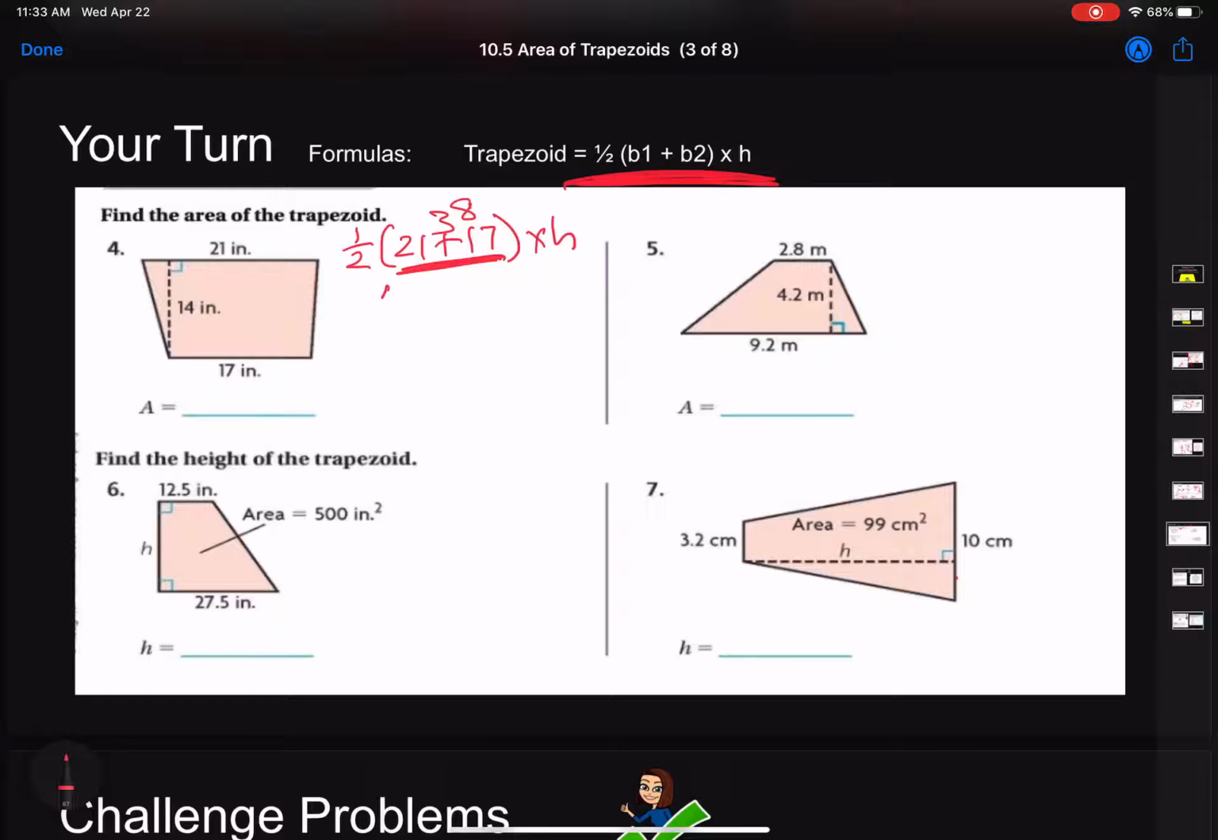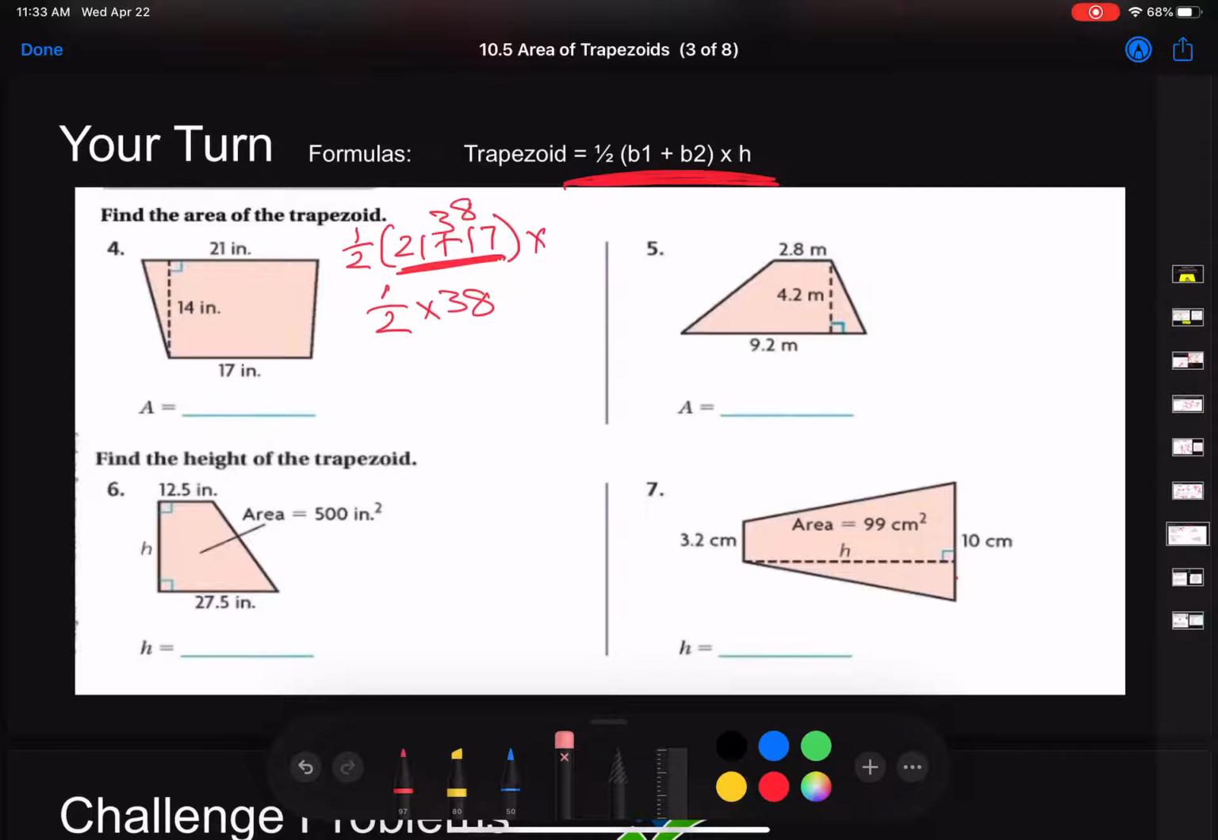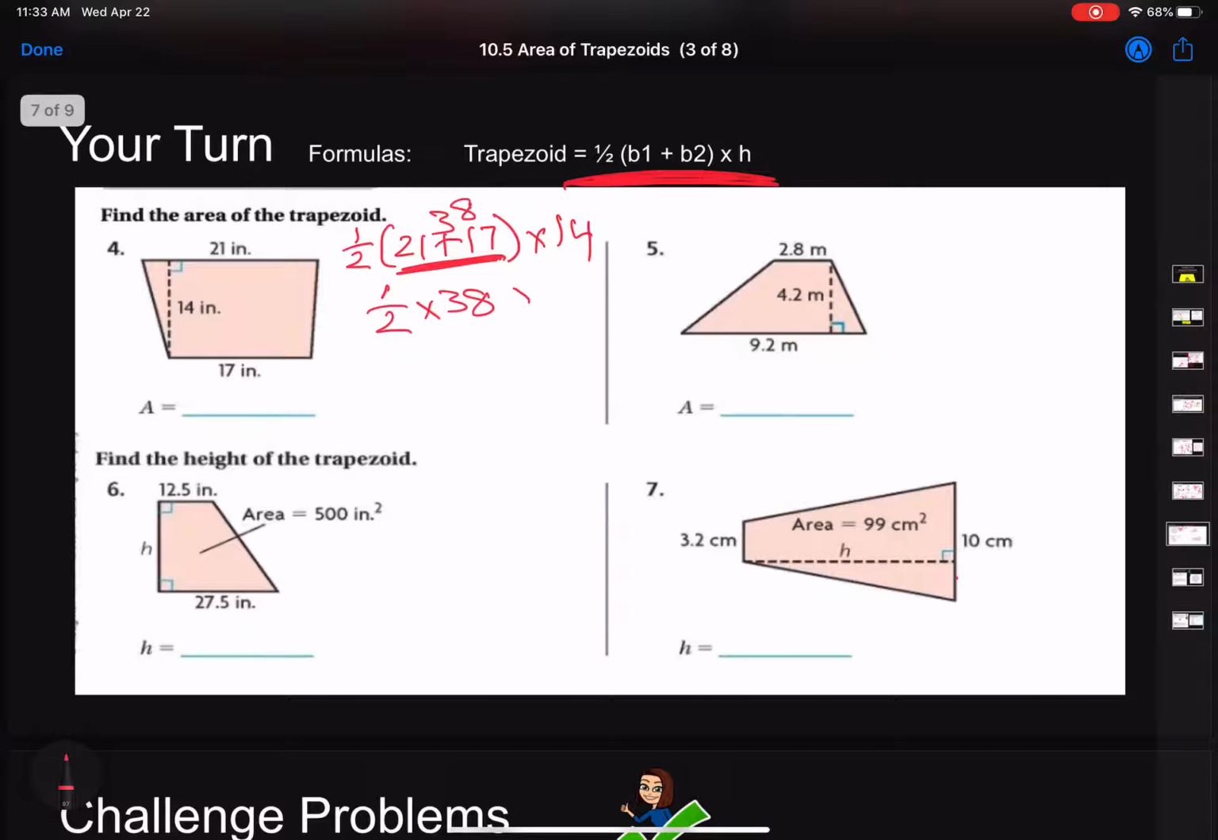So now you're going to go 1/2 times 38. Oops, what am I doing here? I didn't mean to put h, because we know the height there. The height is 14, times 14. Now, instead of going 38 times 14, I would probably simplify 1/2 and 38. So you're going to divide both of these by 2. 2 divided by 2 is 1, and 38 divided by 2 is 19. So now all I have left to figure out is 19 times 14, and that's going to give me the area.